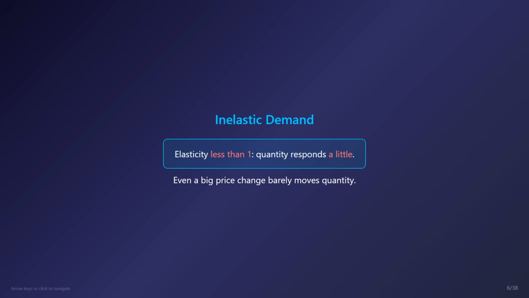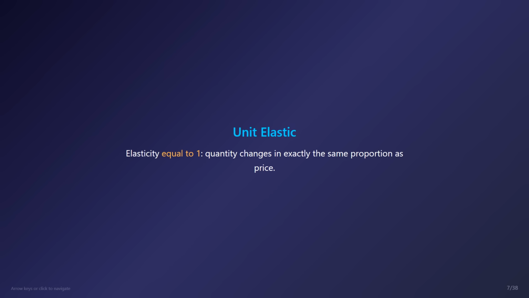Quantity responds only a little. Even a large change in price produces only a small change in the quantity demanded. And if the number is exactly 1, demand is unit elastic. Quantity changes in precisely the same proportion as price. A 10% price rise brings a 10% fall in quantity.